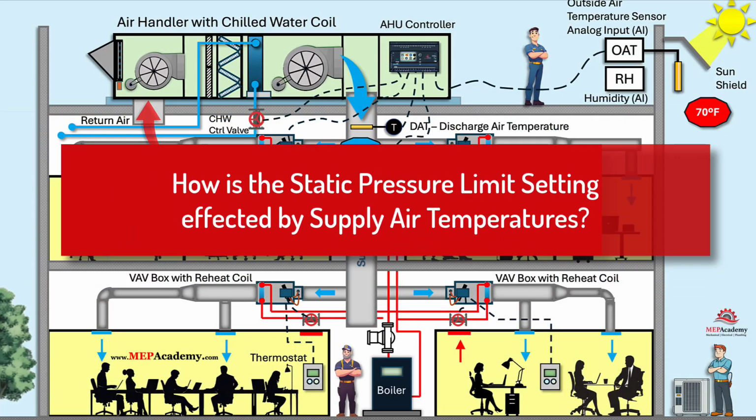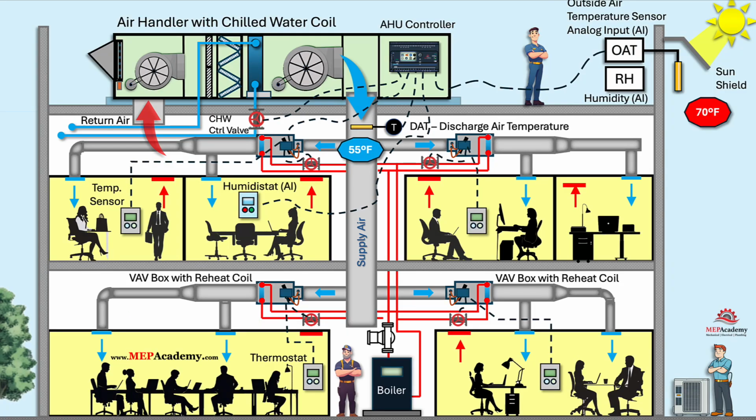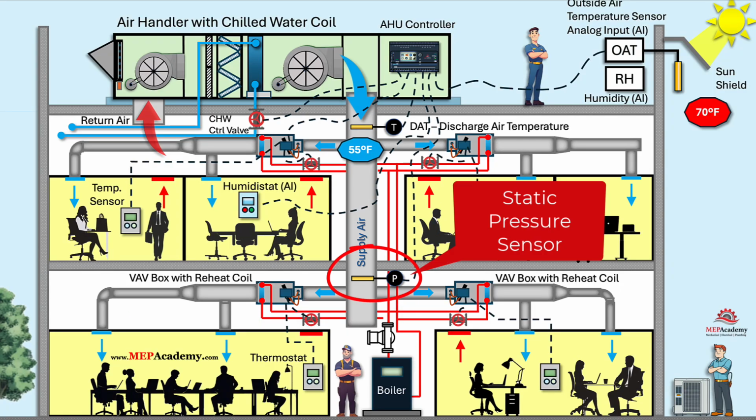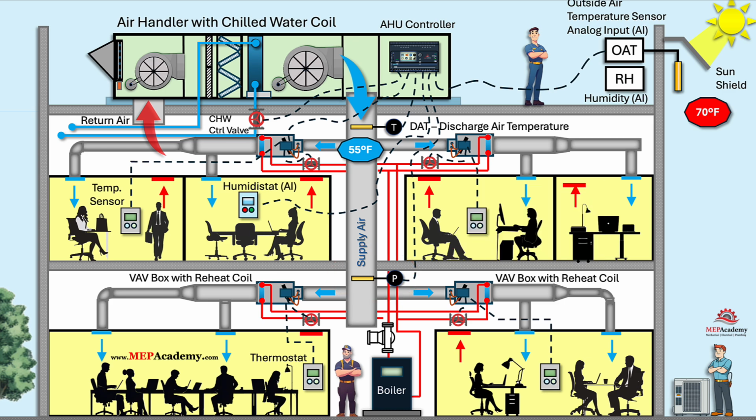The static pressure limits in an HVAC system directly influence the maximum supply air temperature reset by determining the system's ability to deliver sufficient airflow, CFM, to offset reduced cooling capacity from higher SATs.